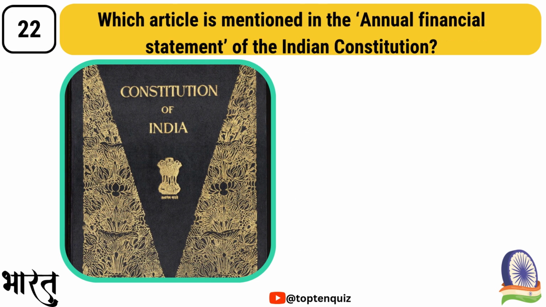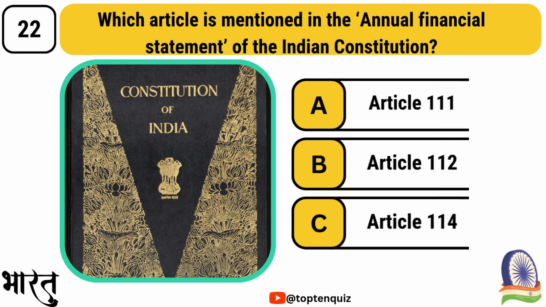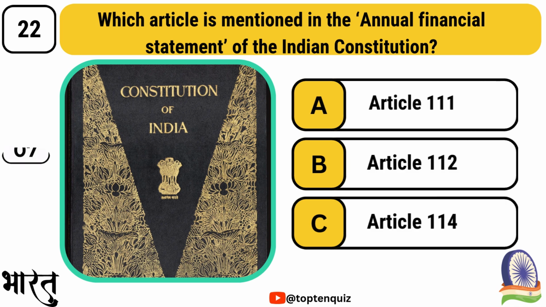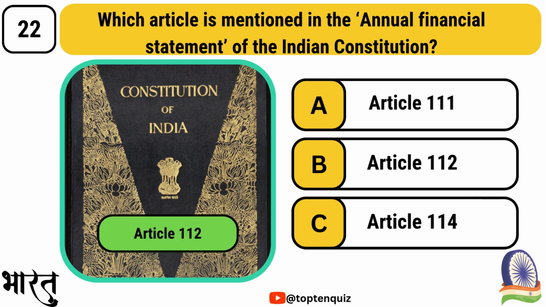Which article is mentioned in the annual financial statement of the Indian Constitution? Article 111, Article 112, and Article 114. Article 112.